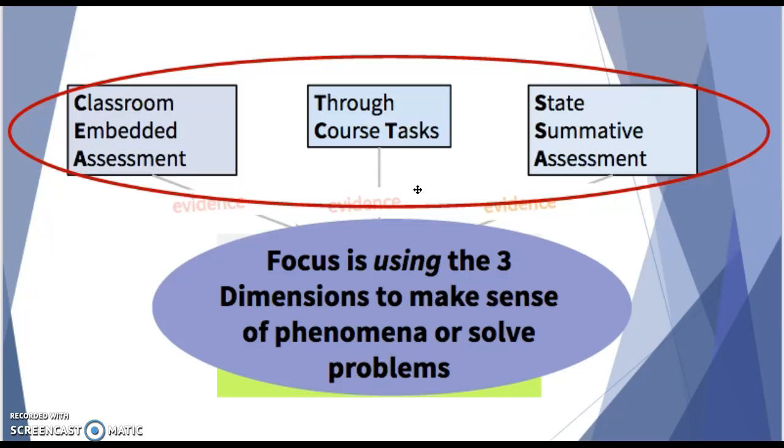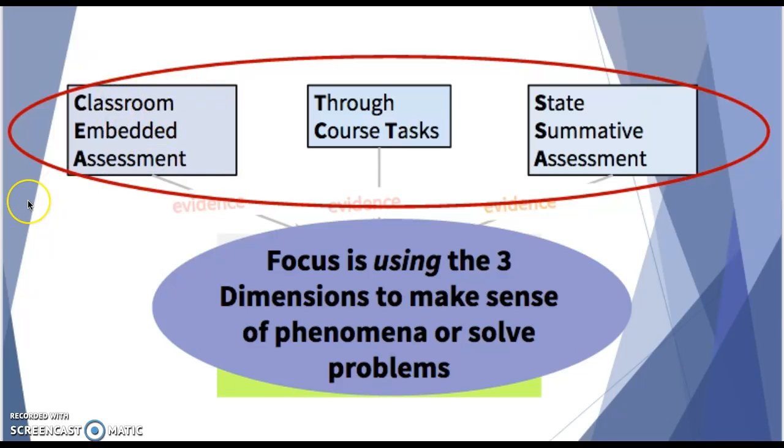So if they come without a particular knowledge base around, I don't know, a life cycle, then that's okay, because the through course task is going to give us information to really help them access it. And then they'll be thinking through the other two dimensions.